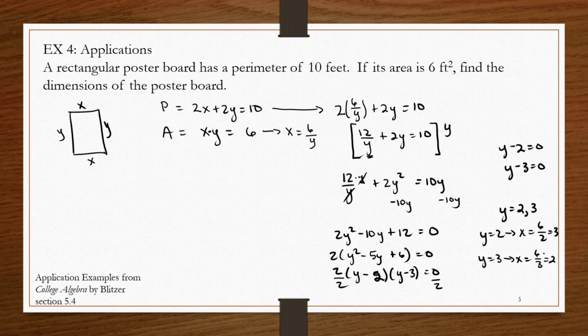So I'm just switching places with the length and the width. So my dimensions are 2 feet by 3 feet. In this case, I don't need it as ordered pairs. I want to put units on it.